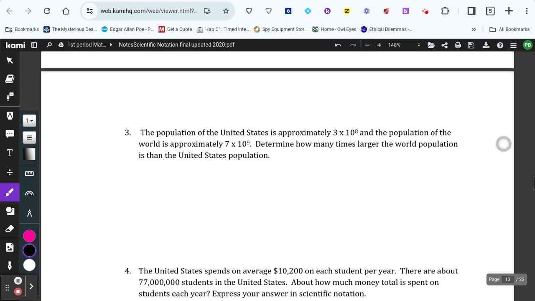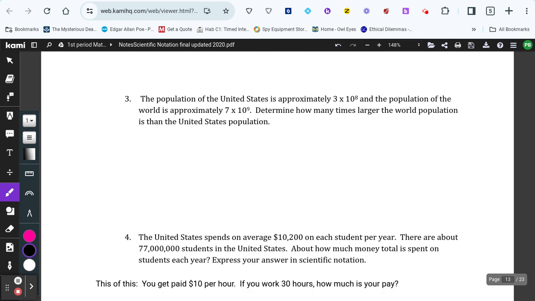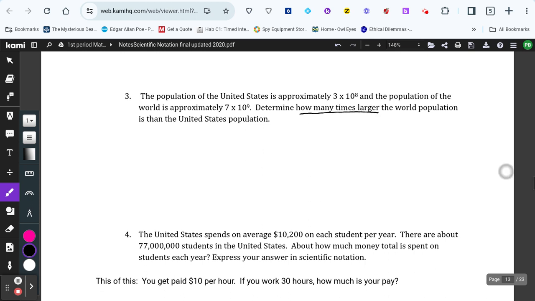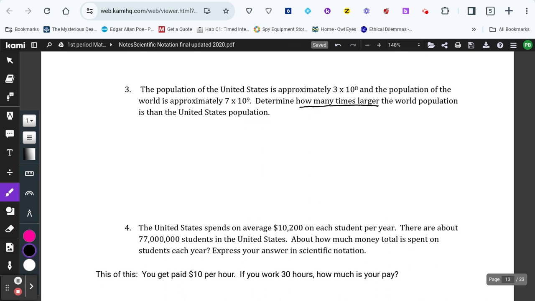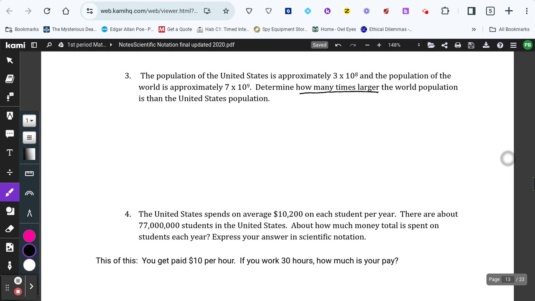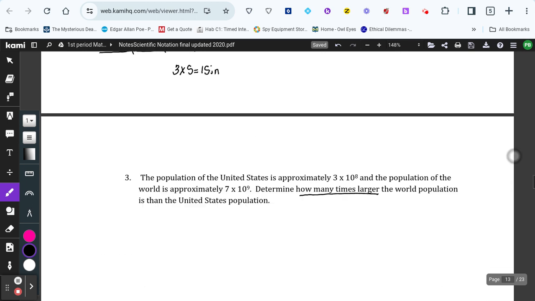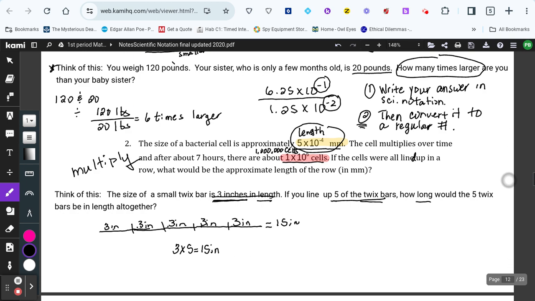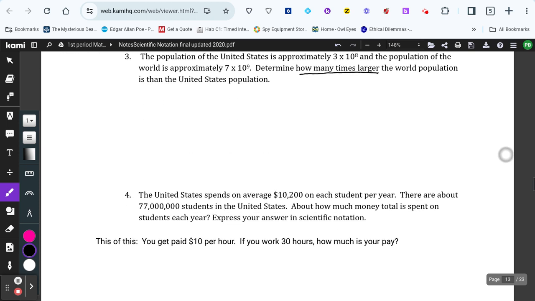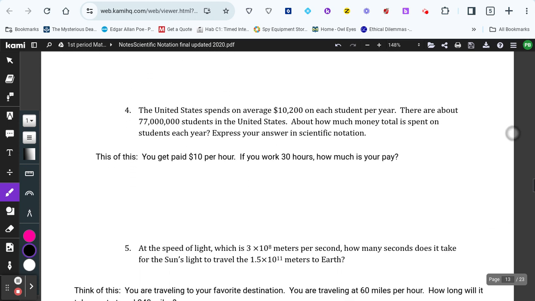All right, I'm going to let you try 3 on your own because 3 says how many times larger. And we've already looked at that. That's either like number 1 or number 2, okay? You figure out which one is pretty easy if you paid attention. All right, so you do number 3 on your own. Let's take a look at number 4.